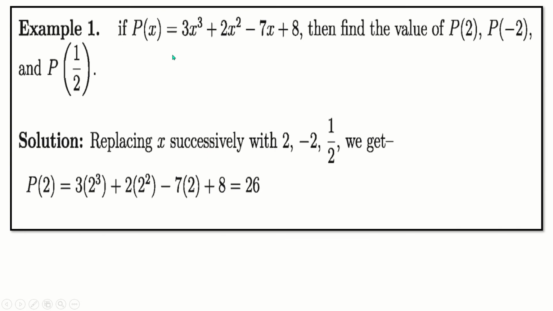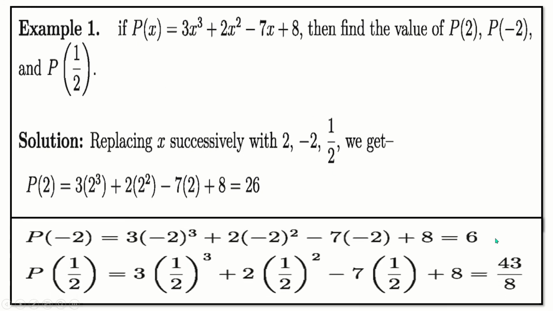Follow the example. If p of x is equal to 3x cube plus 2x square minus 7x plus 8, find the values of p of 2, p of minus 2, p of 1 by 2. When we put x equal to 2, we get 3 into 2 cube plus 2 into 2 square minus 7 into 2 plus 8. This is equal to 26. Similarly for minus 2 and 1 by 2, we get the values 6 and 43 by 8. This is the required result. Clear everyone?